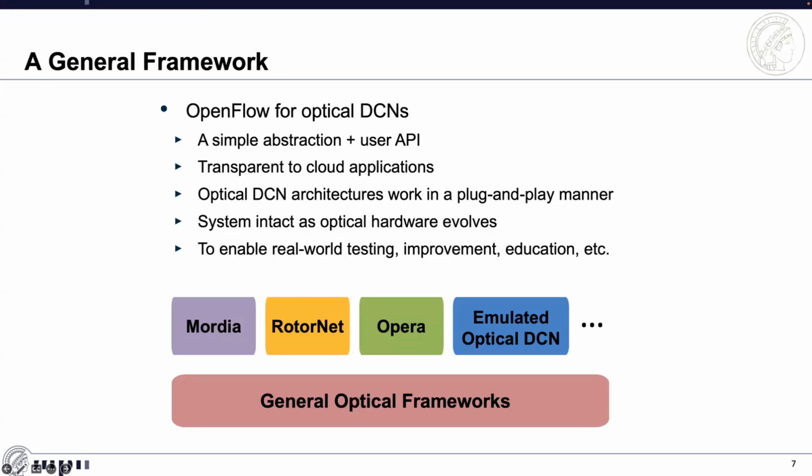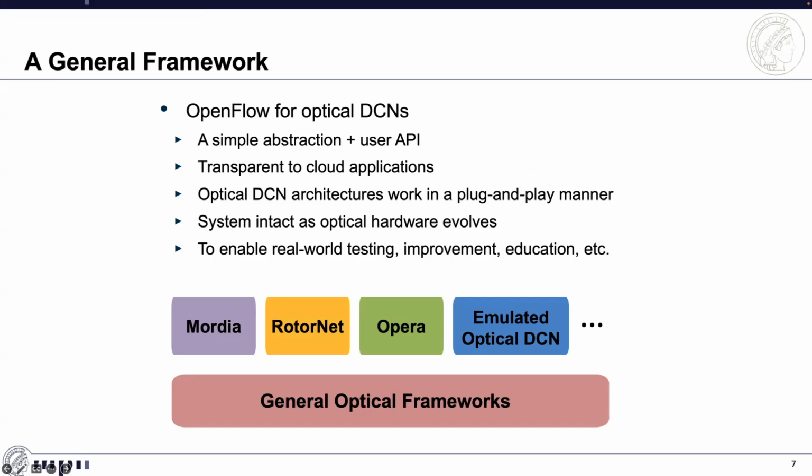We come up with a very simple abstraction and a user API, which I'll show later. This is transparent to cloud applications. Cloud users don't need to know what fabric their application is actually running on, either the traditional electrical-based data center network or an optical data center network. We can support different hardware architectures on top in a plug-and-play manner. You can also support some emulated fabric, for example using programmable switches, if the researchers don't own the optical hardware.